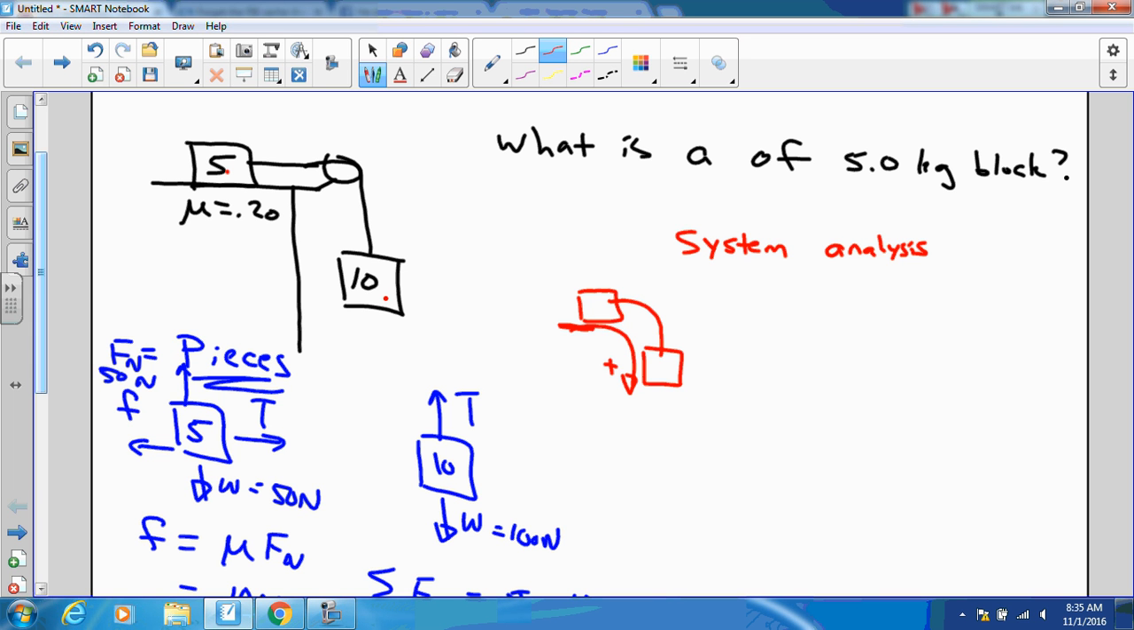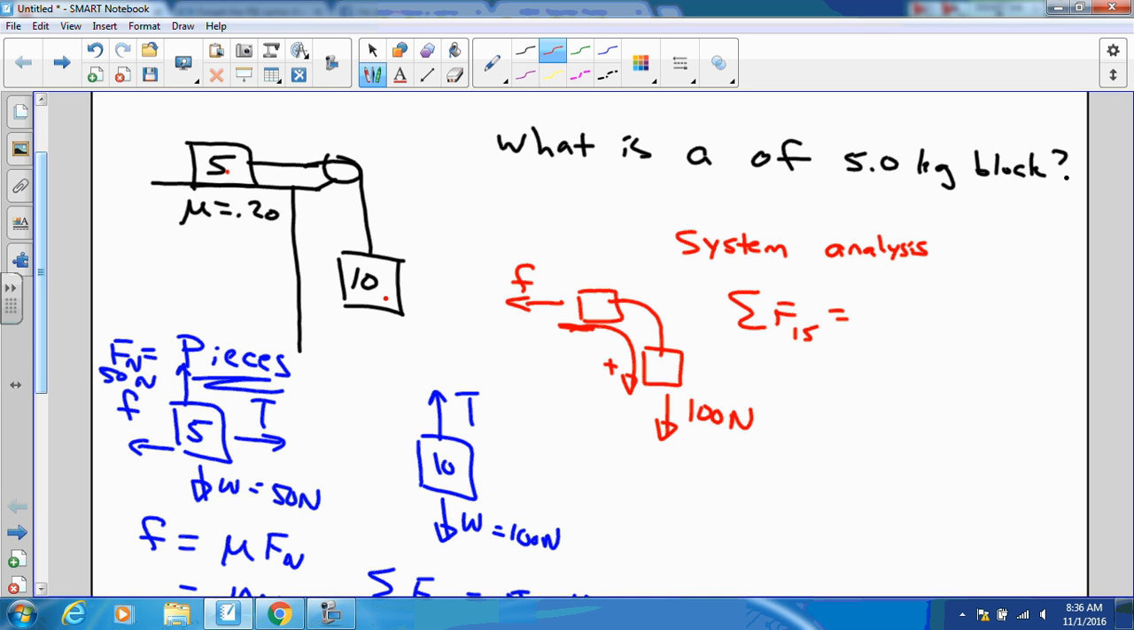So if we take a look at just the forces in the direction of motion, then we can say that the sum of forces on our system, which is 15 kilograms, is going to be 10 newtons of friction pulling backwards and 100 newtons of weight pulling forwards. And the weight of this object is irrelevant because it is not pulling in the x direction. And there it is.